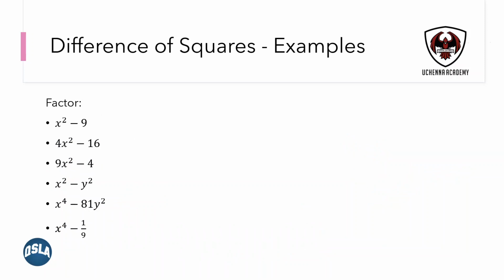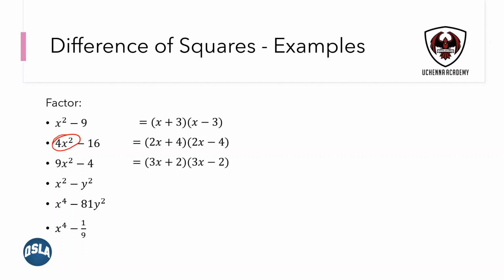You might think some of these are difficult, but they're not. You can easily take a square root of each. The first one should be pretty straightforward, x plus 3, x minus 3. The second one, you've got to take a square root of the entire first term, meaning you've got to take a square root of 4 as well as the square root of x squared, and then a square root of 16. You should come up with 2x plus 4, 2x minus 4. The third one will be 9x squared minus 4. Square root of 9x squared is 3x. And then square root of 4 is 2. So we got 3x plus 2 and 3x minus 2.